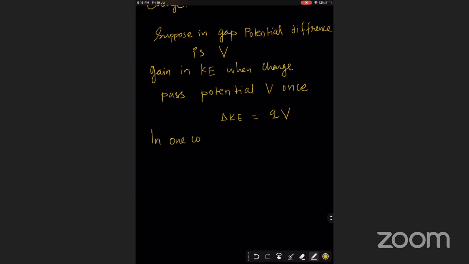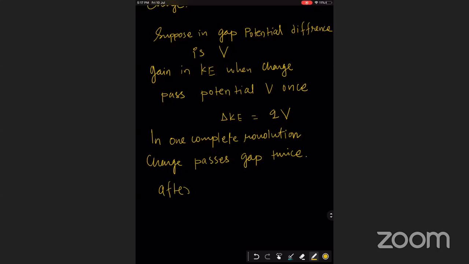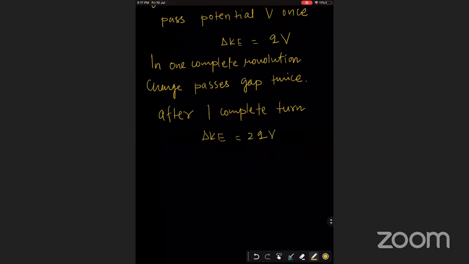In one complete revolution, the charge passes the gap twice. So after one complete turn, delta KE कितना होगा? QV और 2QV? 2QV.